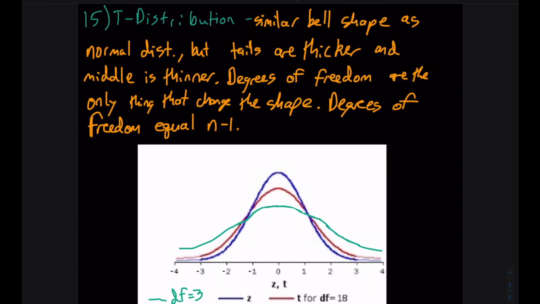First off, the t-distribution, and this is the big thing that this lesson is going to cover. It has a similar bell shape to the normal distribution, but the tails are thicker and the middle is thinner. Degrees of freedom are the only thing that can change the shape, and the degrees of freedom equal n minus 1. If you remember, n is our sample size, so if you had a sample size of 18, your degrees of freedom would be 17, and it's as simple as that.